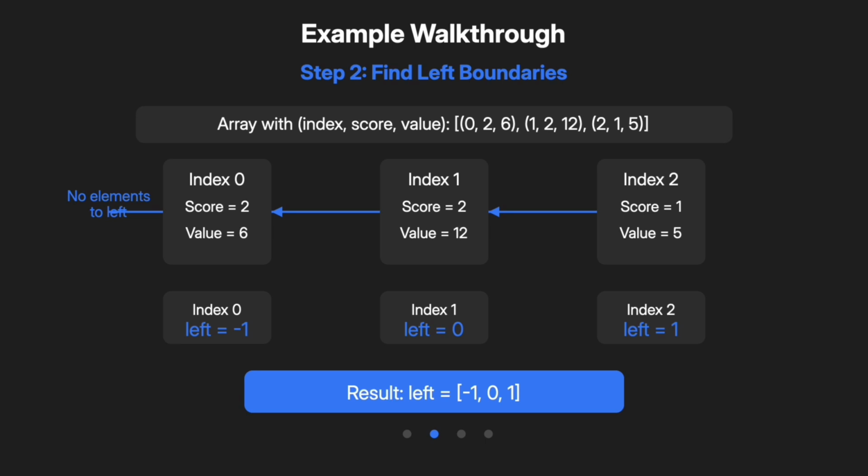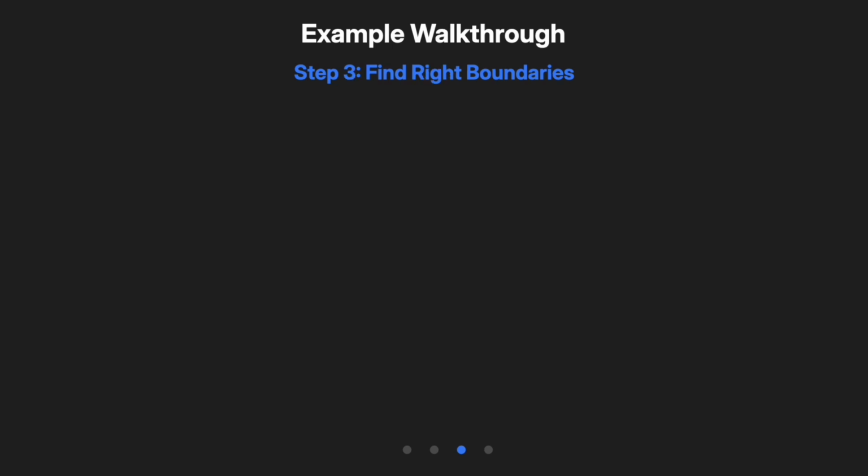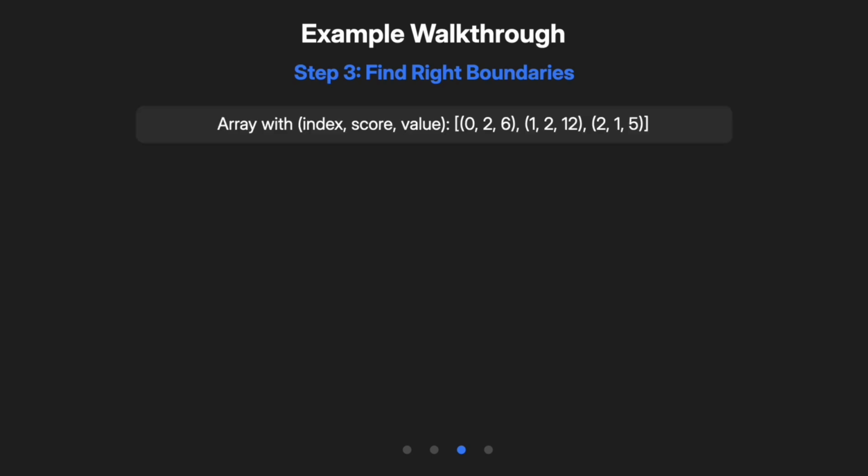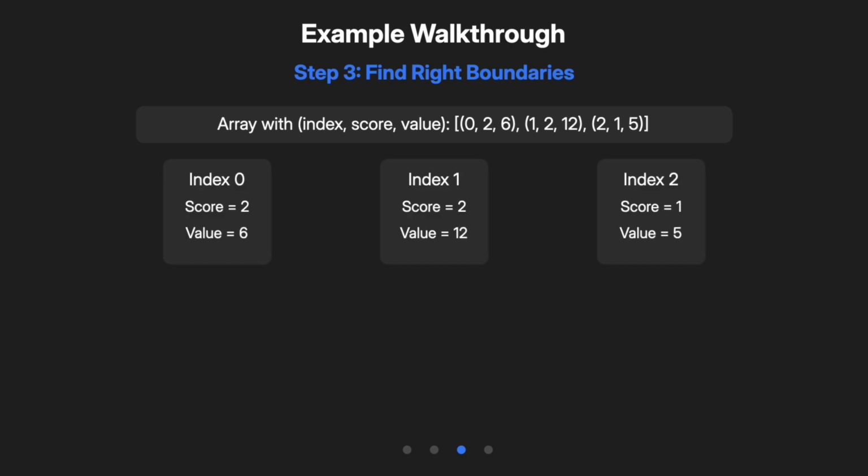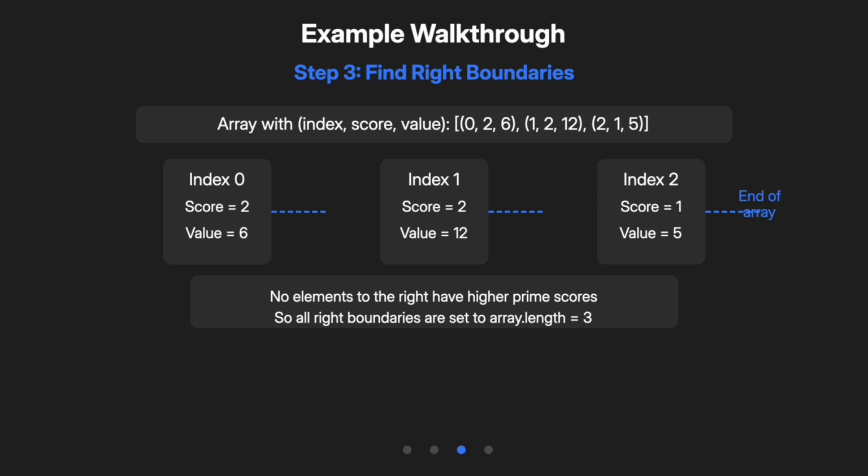In step 3, we find the right boundaries for each element. For right boundaries, we look for the next element with a prime score greater than the current element. In our example, since there are no elements with higher scores to the right for any position, all right boundaries are set to 3, which is the length of the array, so we have right equals 3, 3, 3.